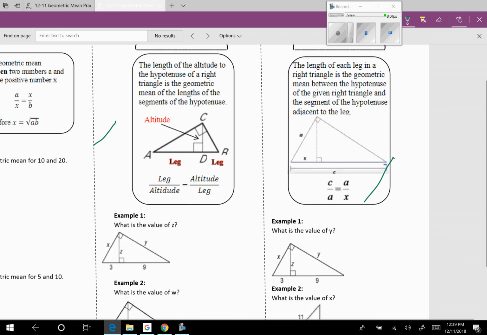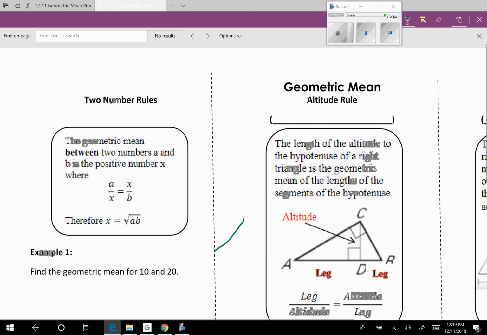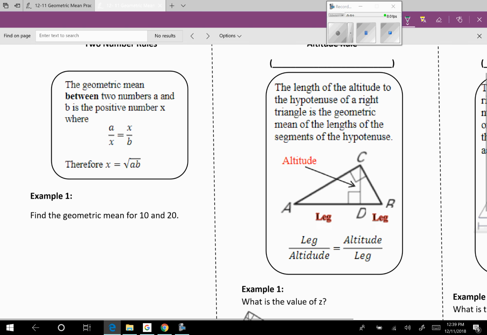So we'll start here. The first thing that we got to learn about is the geometric mean. The geometric mean between two numbers a and b is the positive number x, where a over x is equal to x over b. So you get x is the square root of a times b. And the reason for that, if you do your cross products, you have x times x, which is x squared, and that's equal to a times b.